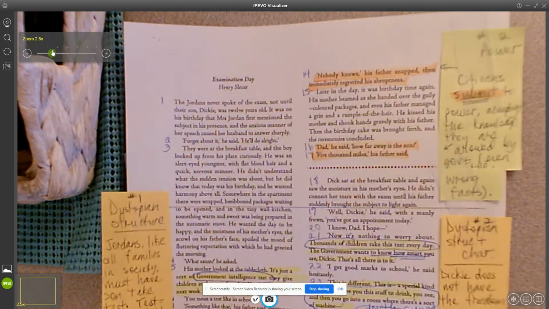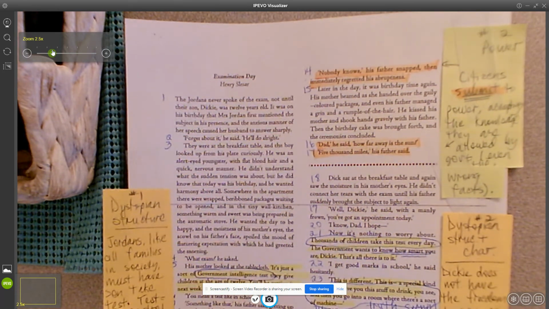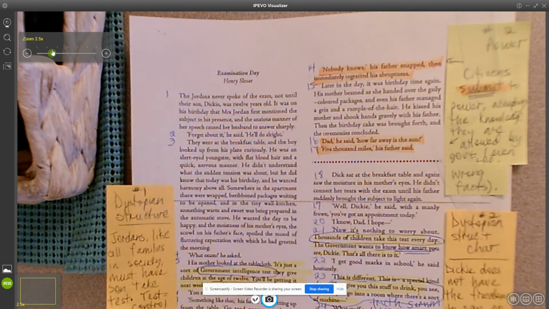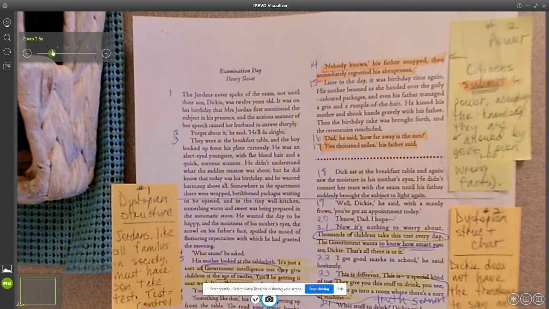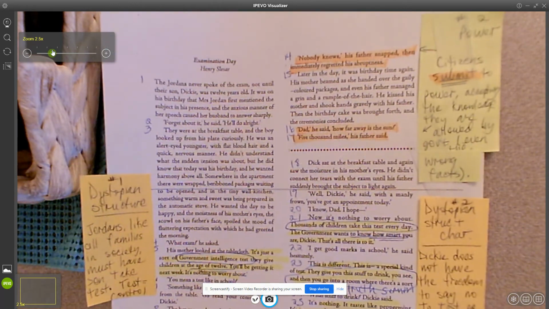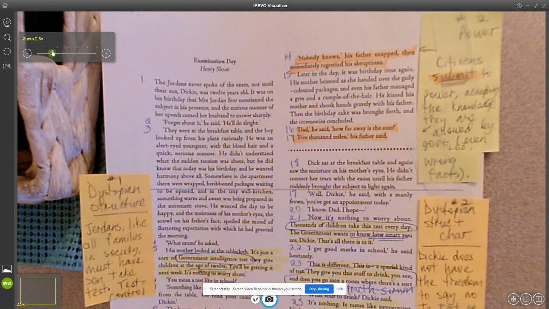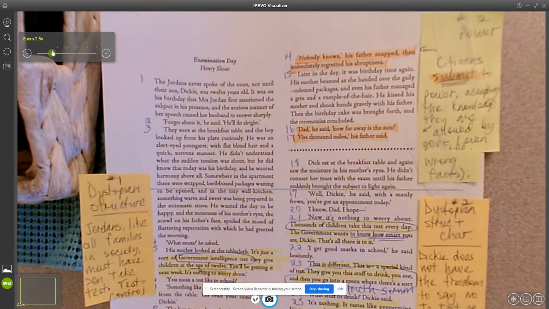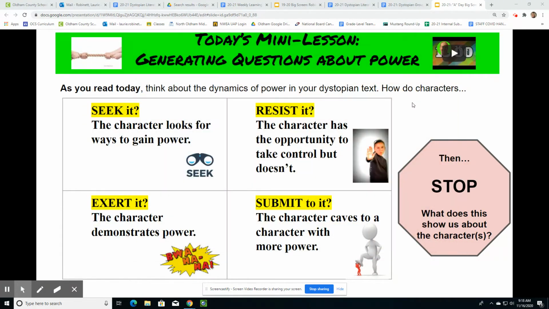Now, I've given you 2 examples of each of our 2 annotation areas of focus. Your homework as of today is to go back and make sure you have at least 7 examples of dystopian structures and characteristics that could also involve that problem and solution. Pushing forward, I would like to see at least 4 examples of power. Going back to our original screen, which is also embedded in our Google Slides, look for examples of those who seek it, those who resist it, those who exert it, and those who submit to it.